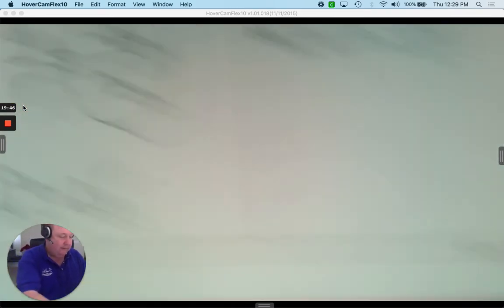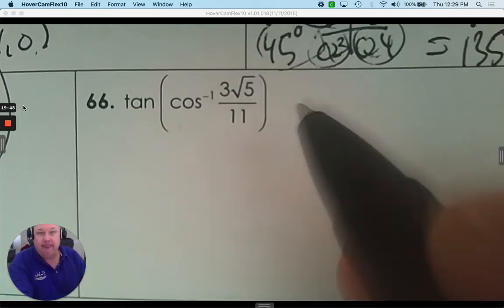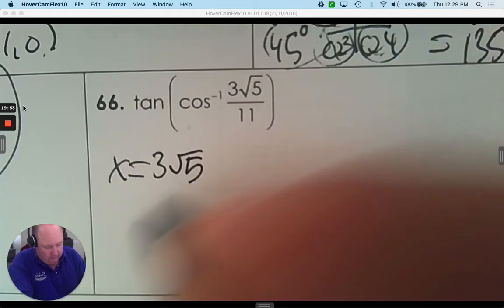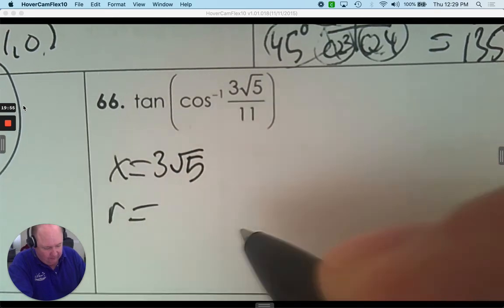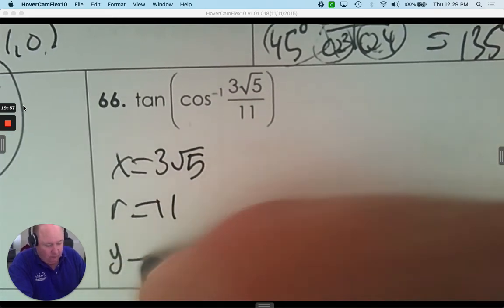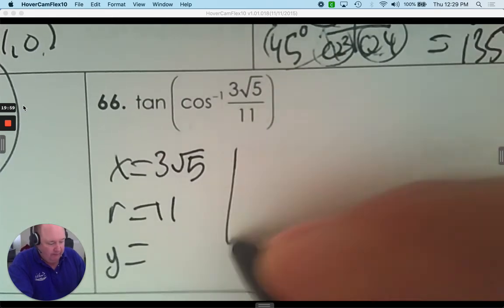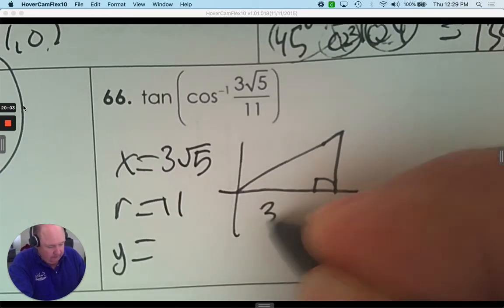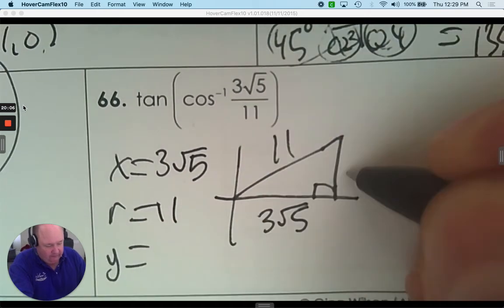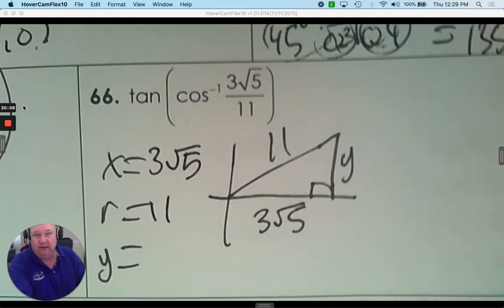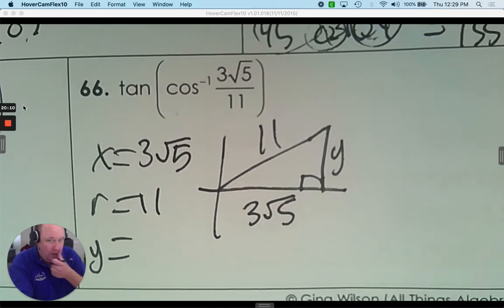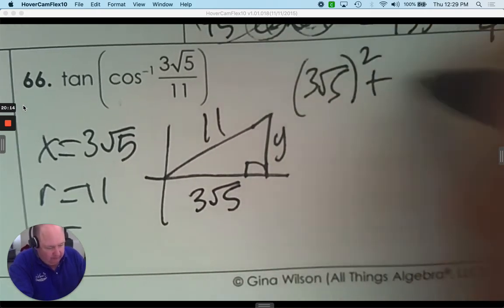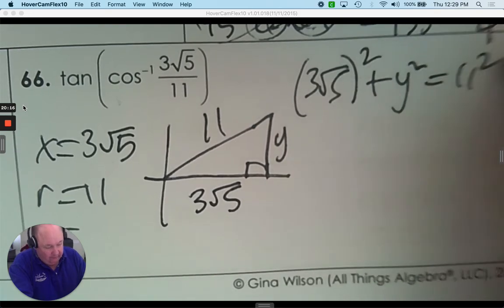One left, number 66. So the x coordinate is 3 root 5. The radius is 11. I want to find the y coordinate. So if I draw this triangle here, this is 3 root 5. This is 11. I want to find the y coordinate, and then I can find tangent from there. So 3 root 5 squared plus y squared is equal to 11 squared.